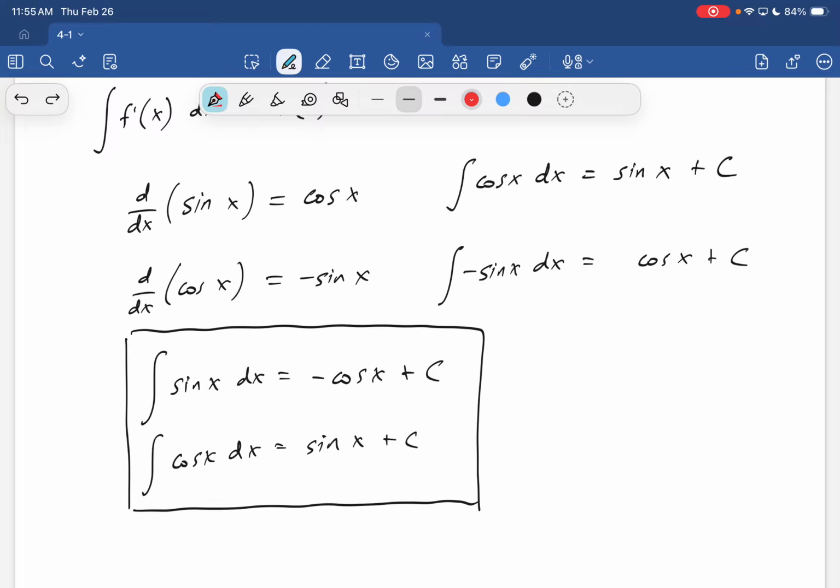So if you want an easy way to remember it, just remember that the signs are flipped. Sine will give you negative cosine, and cosine will give you sine, which is the opposite for derivatives, right? Just make sure you don't get them confused. For integrals, they're flipped. Just remember, opposite from last year. Okay, you guys can probably do 1A really quickly.